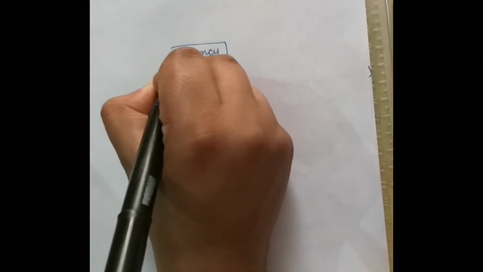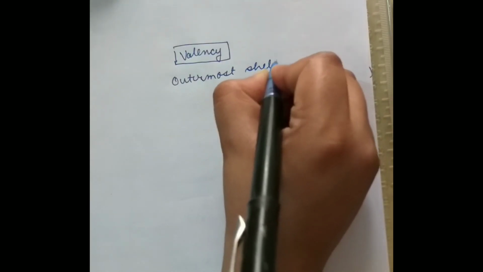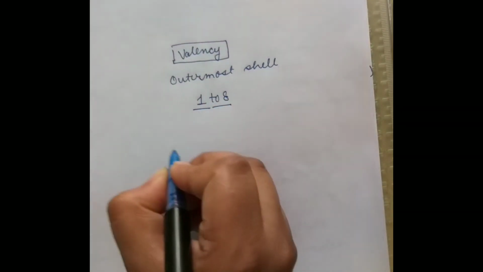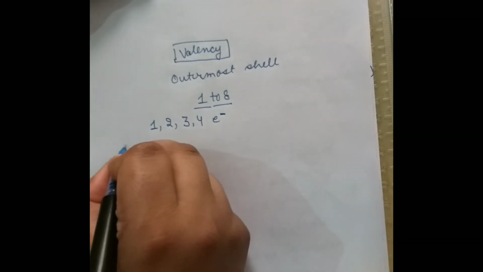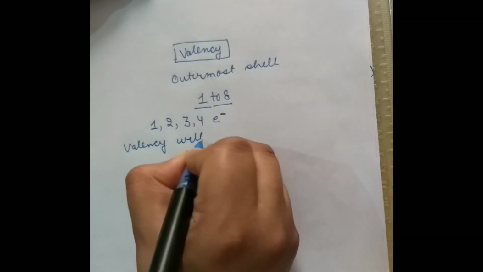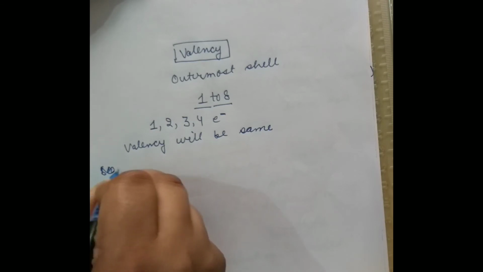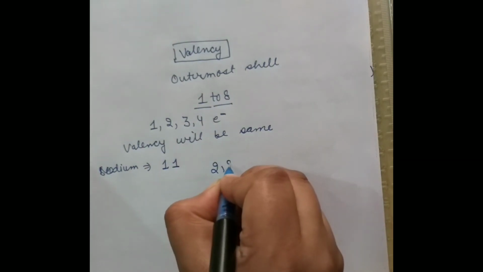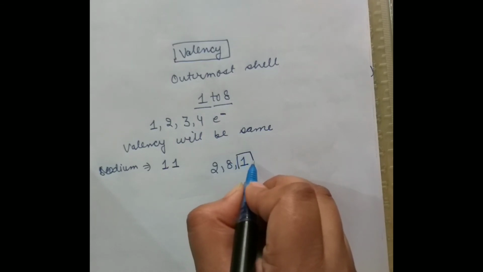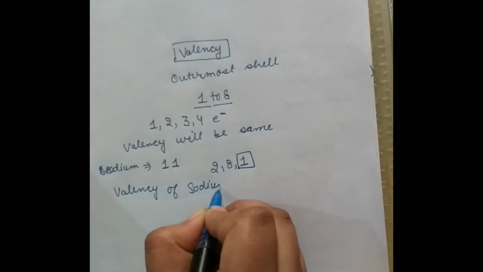Okay, so now I will tell you a simple trick for how we can find the valency of any element. Now we know that the outermost shell of any atom will have 1 to 8 electrons. So if the outermost shell has 1, 2, 3 or 4 electrons, then the valency will remain the same. Like if I talk about sodium, the atomic number of sodium is 11, so its electronic configuration is 2, 8, 1. Now the outermost shell has only 1 electron, so the valency of sodium will be 1.